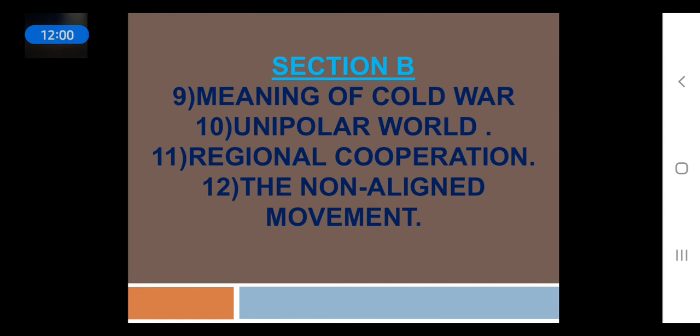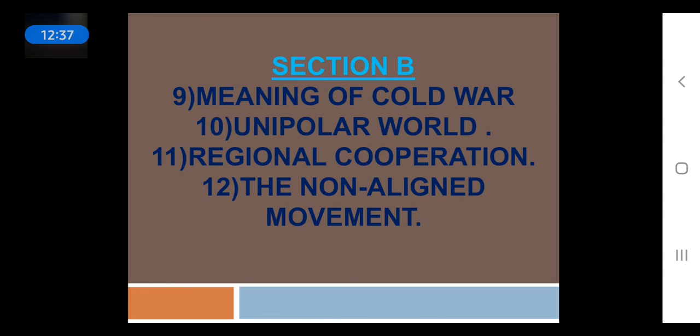And the next one is regional cooperations. In regional cooperations you'll be studying the European Union, their aims, their achievements, and the challenges. And the last one is NAM. This non-aligned movement also you have heard many times, right? So in chapter 12 we'll be studying NAM, the non-aligned movement, its meaning and the relevance of the non-aligned movement.